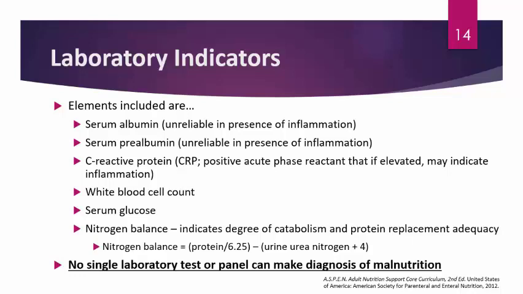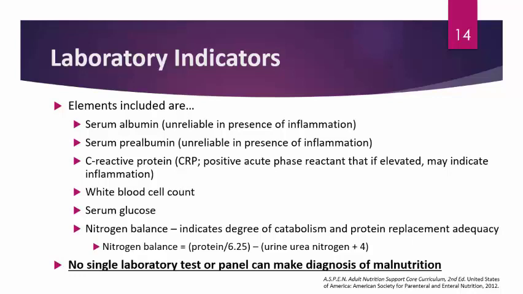But if their CRP level is normal or low, in that case, you may use serum albumin and prealbumin with a higher degree of confidence, even though it's important to note that no single laboratory test or panel can make a diagnosis of malnutrition, just as with all of your other physical assessment and nutritional assessment tools that you have at your disposal. Other things that we may look at include white blood cell count.